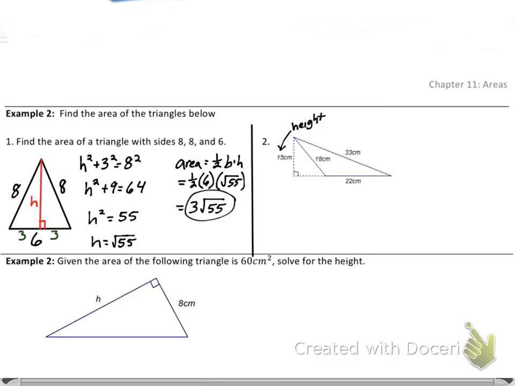To be a height, all it has to do is go from the vertex and make a right angle on the bottom. It meets both those criteria, so this is our height of our triangle. So that means half our base times our height, our area, is going to equal half our base, which is 22, times our height, which is 15. That's going to equal 11 times 15, so that's going to be 165. Yep, centimeters squared, because they actually gave us centimeters.